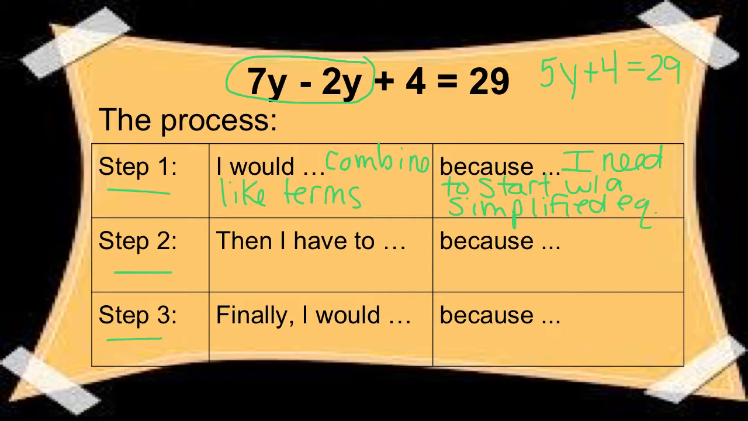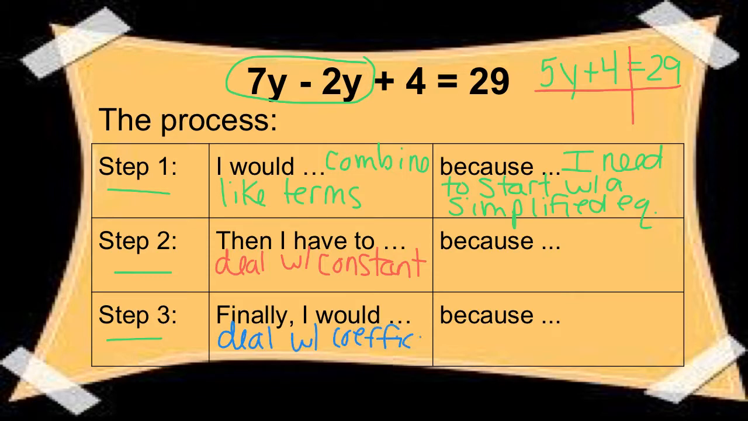Okay, and then step 2. Step 2, you're going to deal with your constant. You're either adding or subtracting something. And step 3, you're going to deal with your coefficient. You're going to either multiply or divide. And in the end, you will have an isolated variable. So will you work through this problem, please, and come back when you're ready to check.